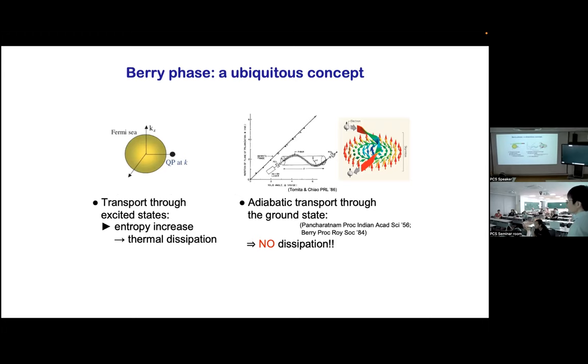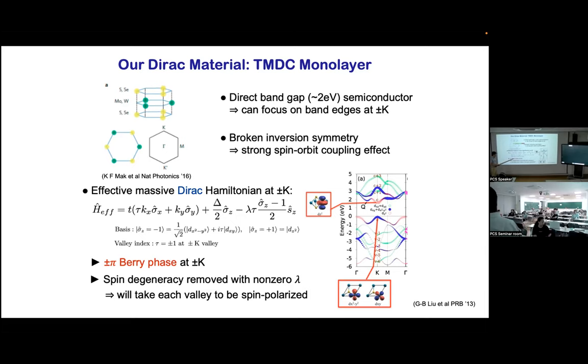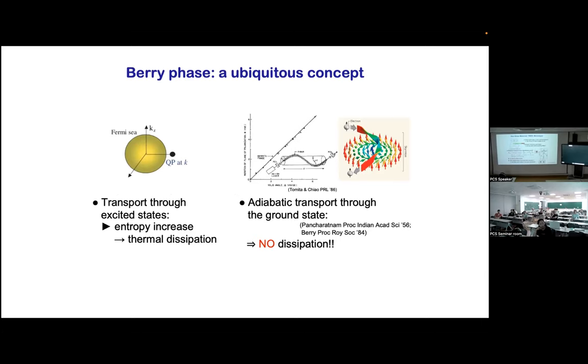Another very relevant key aspect of the Dirac Hamiltonian that we'll come back to repeatedly is the fact that it gives us the Berry phase. This is a very important issue nowadays because of the concept of adiabatic transport, which means that we have transport through the ground state rather than through the excited states as in a conventional metal, so we can have transport without dissipation. Because of this aspect, this has been a very strong motivation, although I have to add that the first person to think about this concept of adiabatic process, it's actually a movie these days.